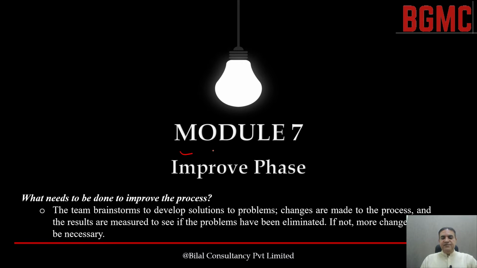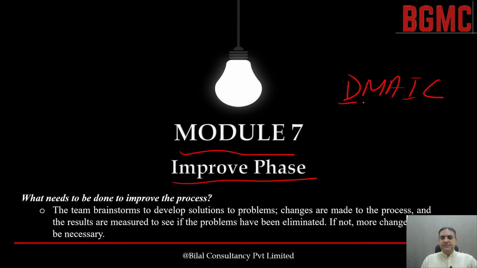Welcome to module 7, which is the improve phase module. As you know, we were talking about the DMAIC methodology, and till now we have discussed define, measure, analyze, and now we are going to talk about the improve phase. Like the other phases, in the improve phase we are also trying to answer the main question, which is: what needs to be done to improve the process?